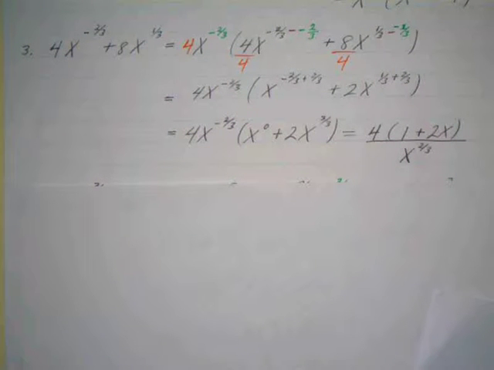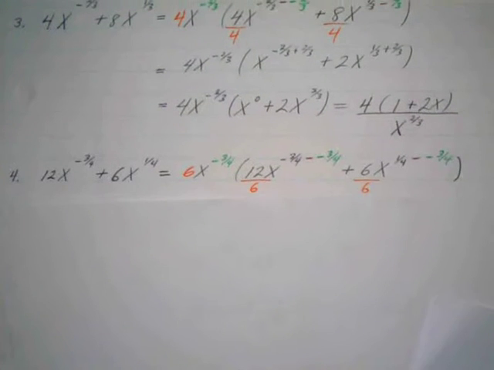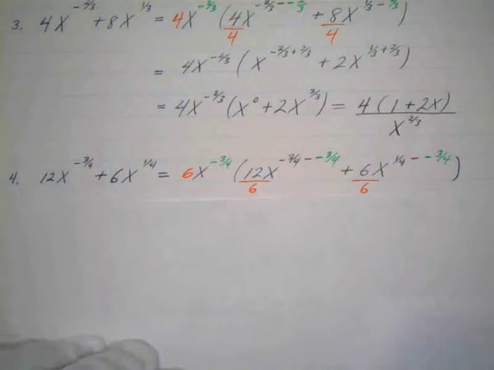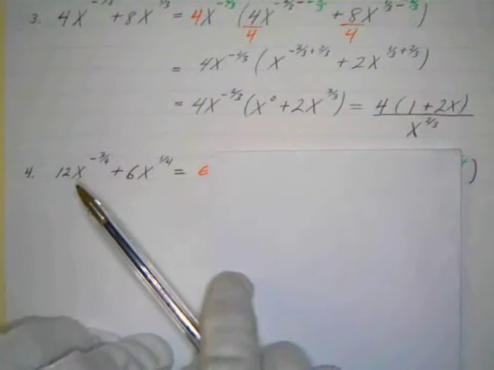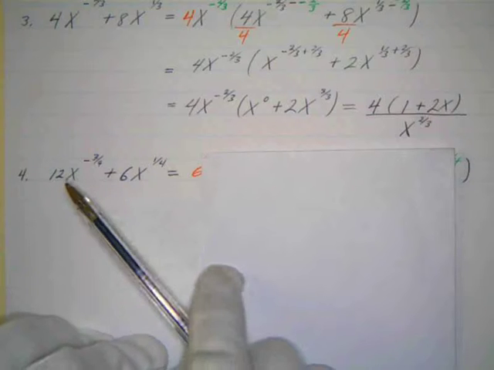So again, take a look at these. It's the same process. Just be careful. Again, write down your steps and you won't make mistakes. Okay, and number 4. So again, if we look at our two terms here, this is number 4. I've got 12 and 6.